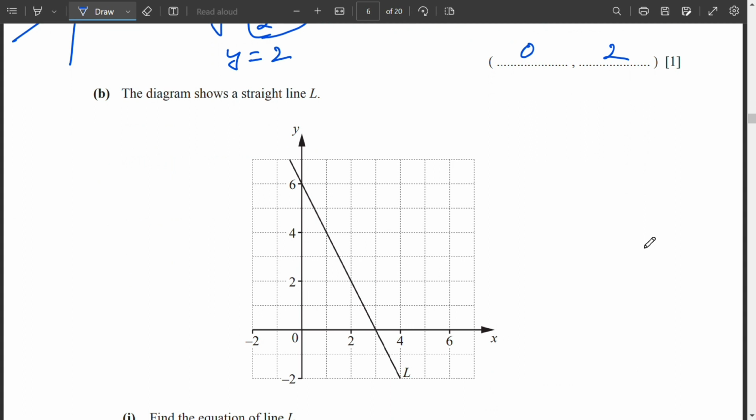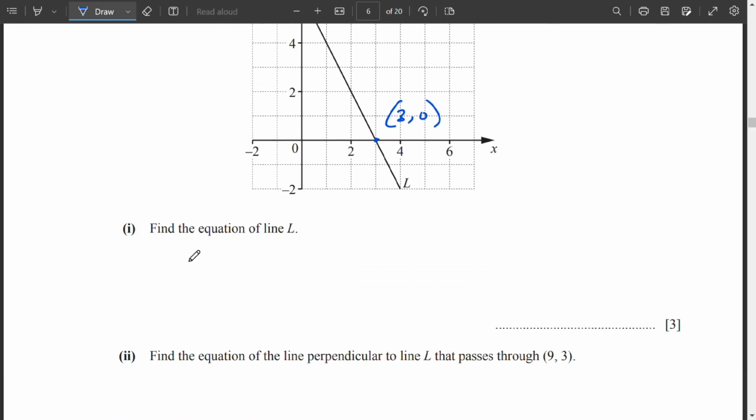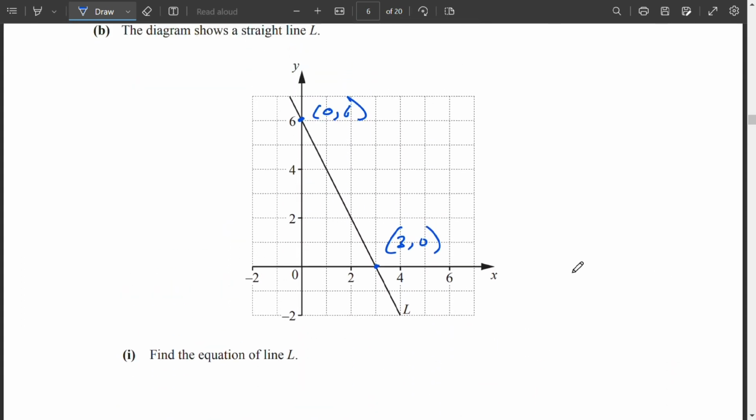B part. The diagram shows a straight line L. Okay, so this is a straight line. You can see it. This is the y coordinate, which is 0 comma 6, and this one is the x coordinate 3 comma 0. Find the equation of the line. So see, for the equation of the line, we should know the slope of this line.